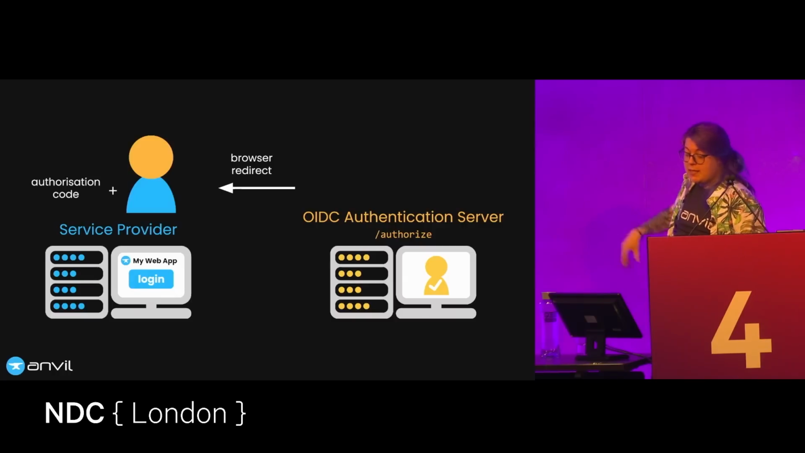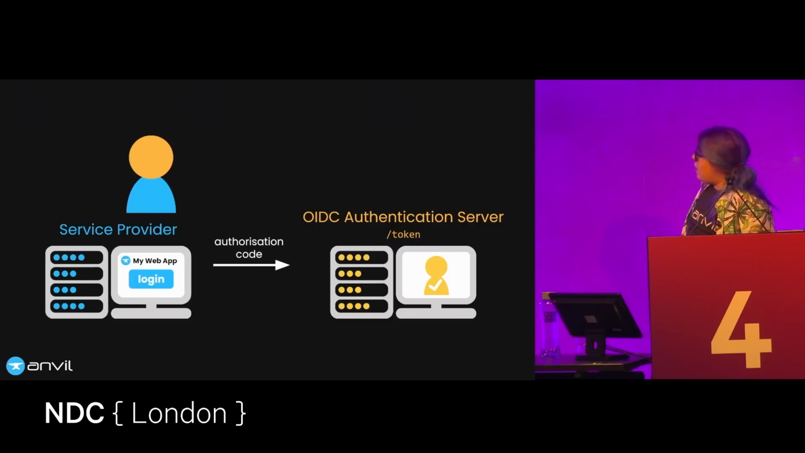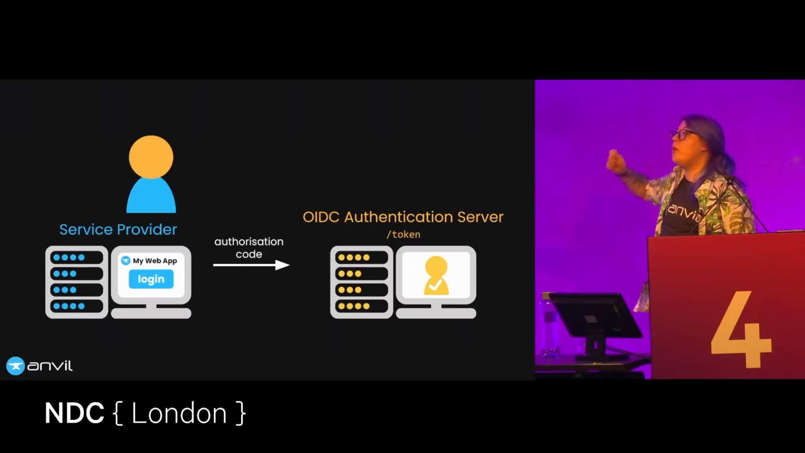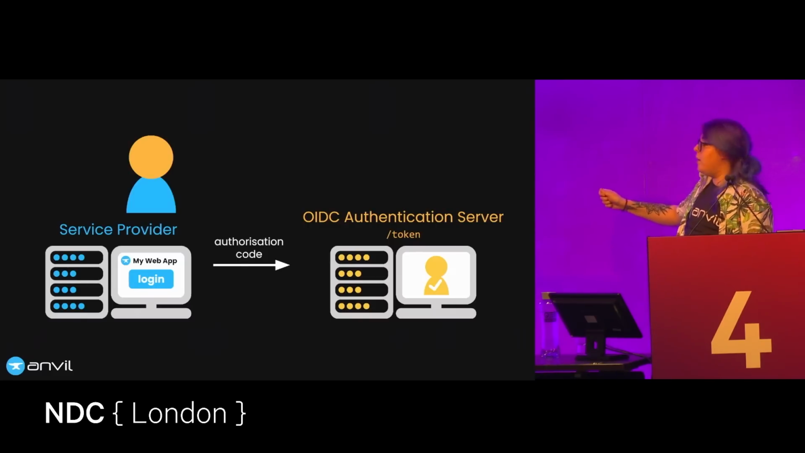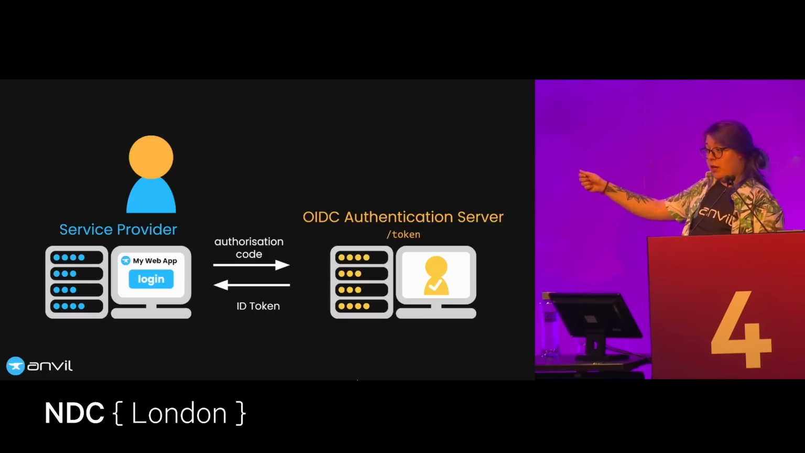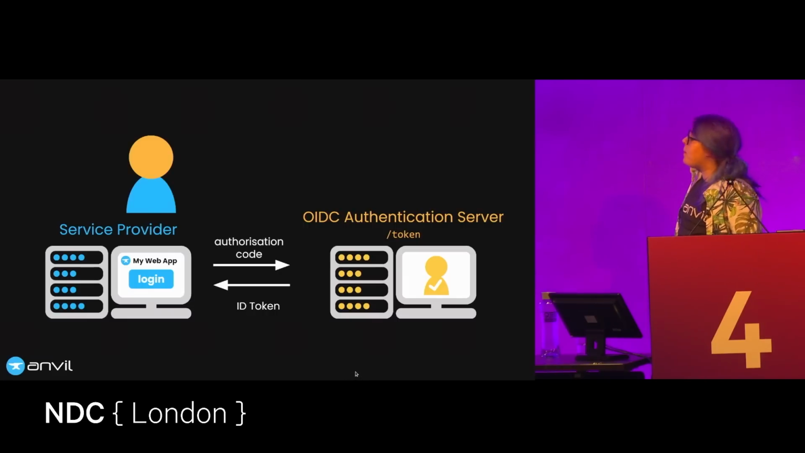You have authenticated. The service provider takes that authorization code and it says, hey, authentication server, I've got this auth code. Mint me some tokens. I want to know what this code means. And it hits a token endpoint. The authentication server says, yep, sure, I recognize that code. I just issued it. I can tell you what it means. And let me issue you an ID token. And this is something that the service provider can read. It's a JSON web token and says, oh, I know who this person is now, right?